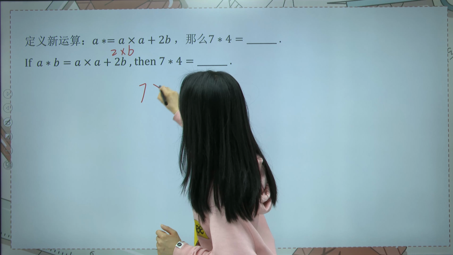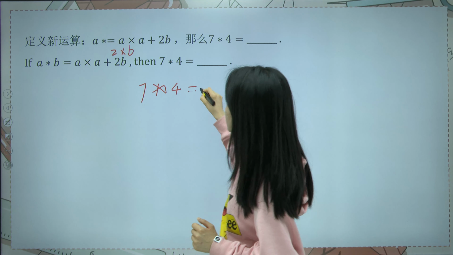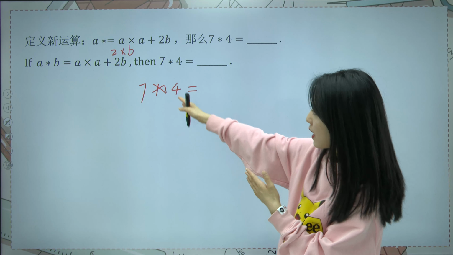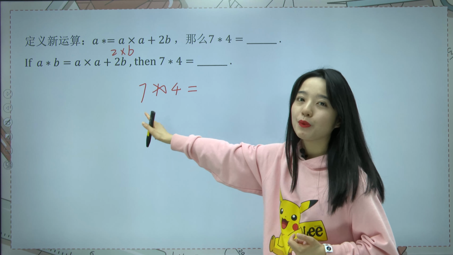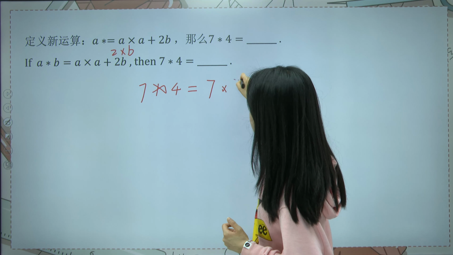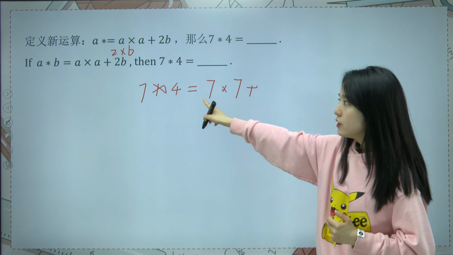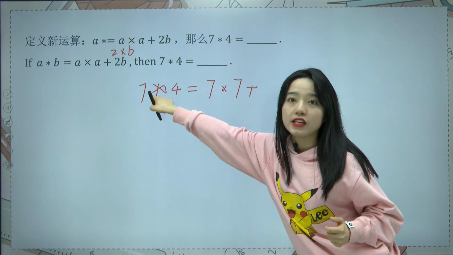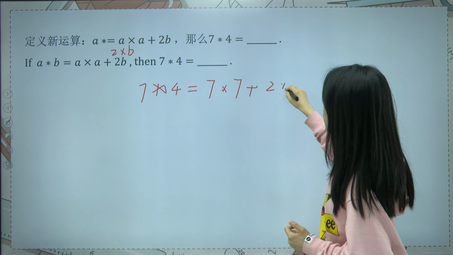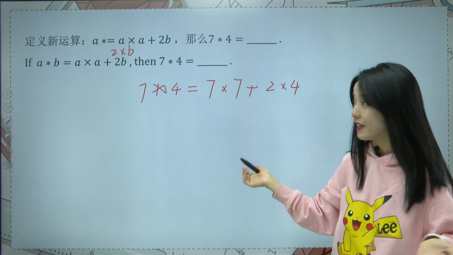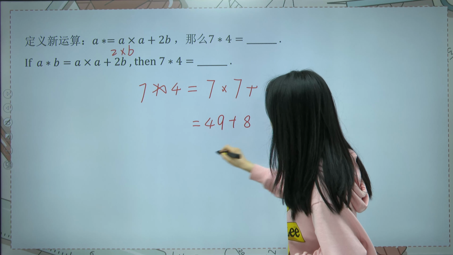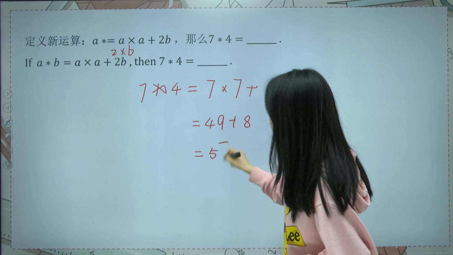7 asterisk 4 equals, because we know in a asterisk b, before the asterisk sign is a, so we can replace a by 7. It is equal to 7 times 7 plus, and after the sign is b, so we can replace b by 4, that is 2 times 4. Now you can calculate it. 49 plus 8, and we can get 57.